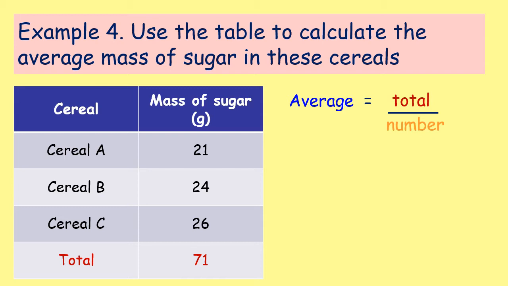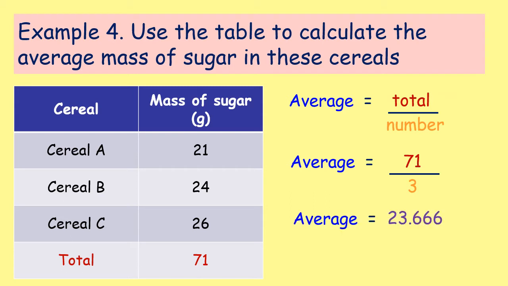Now at this time, our number of numbers is how many different cereals did we have? And we had cereal A, cereal B, and cereal C, so that's 3 different cereals. So that's 71 divided by 3.